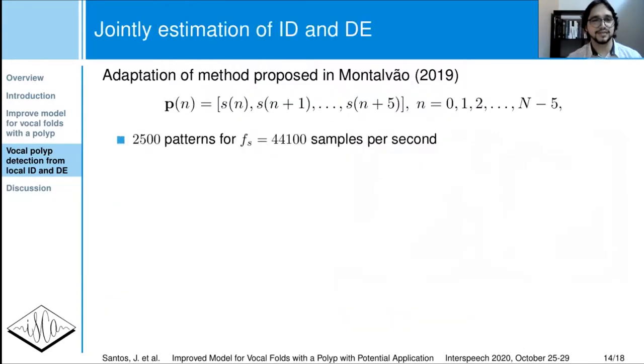So with this, we should estimate intrinsic dimension and differential entropy. We made an adaptation of the method proposed in Montalvão, in which we use a vector of patterns, each pattern with 6 samples of the signal, and we used 2,500 patterns as presented in this equation. And the signals were sampled at 44,100 samples per second.